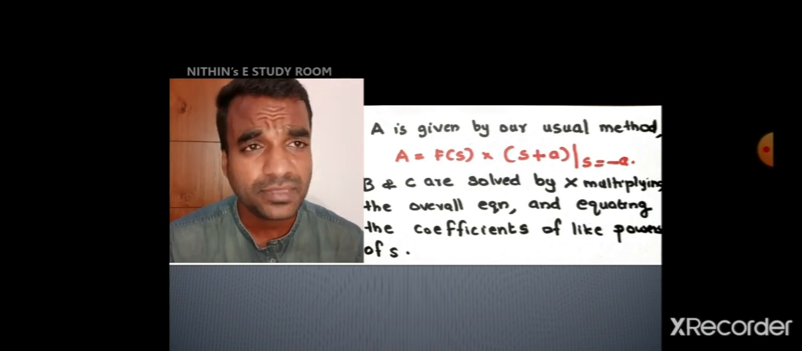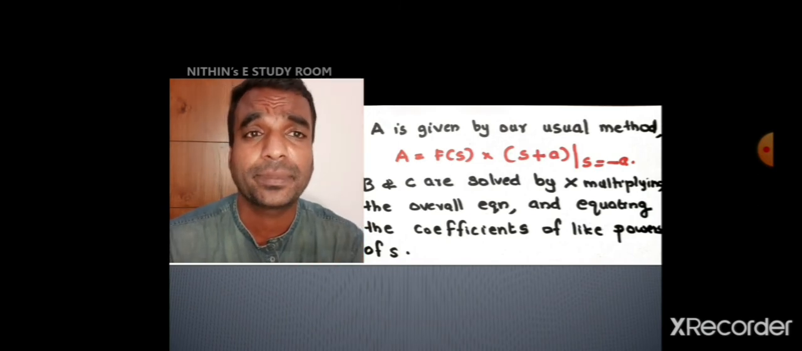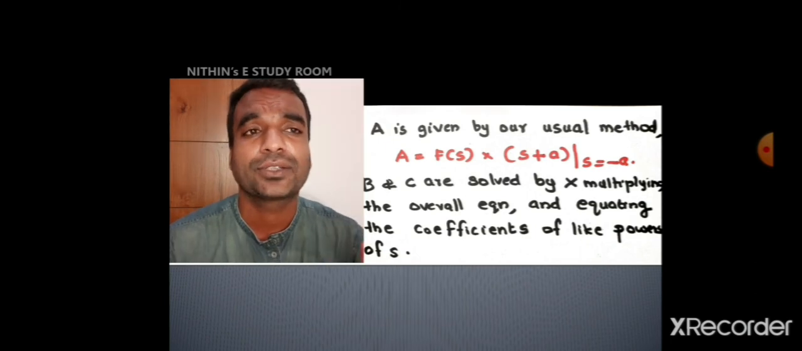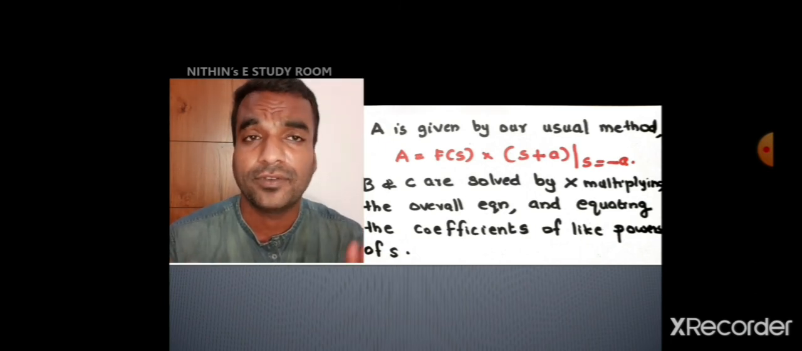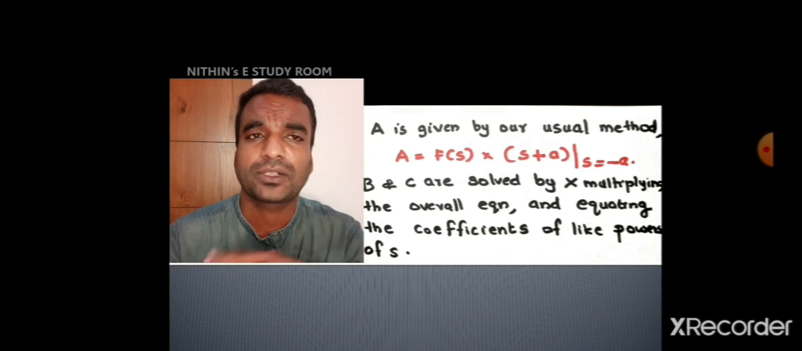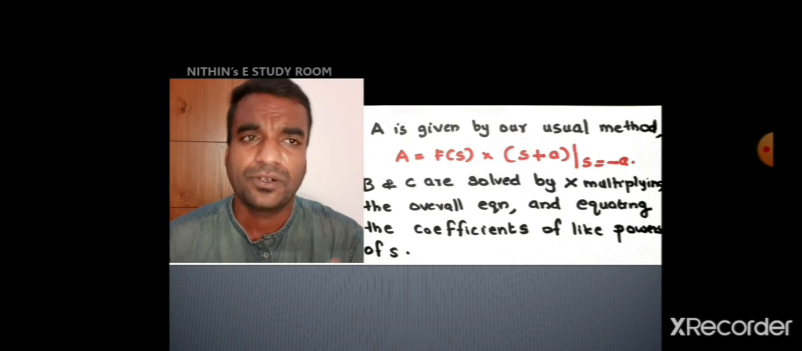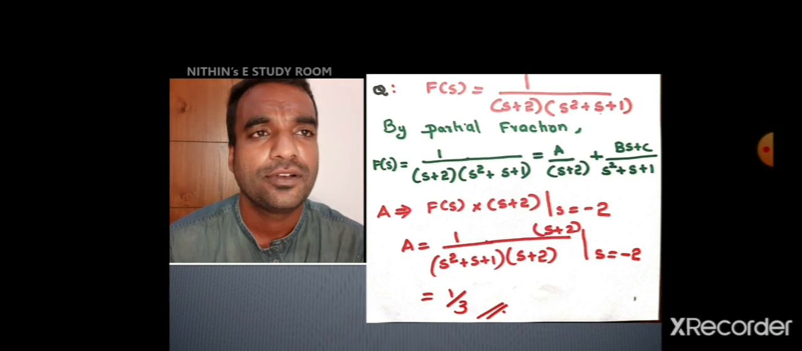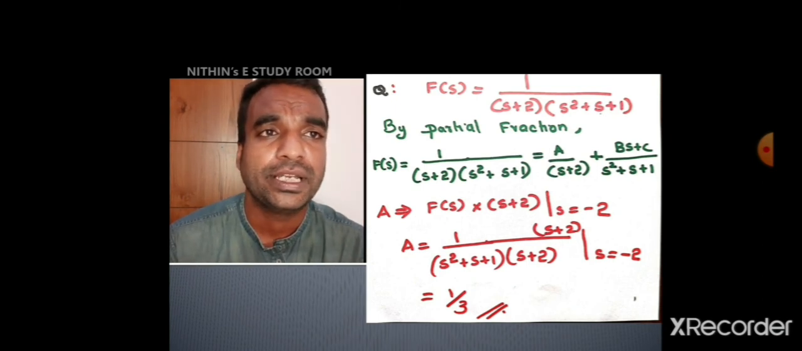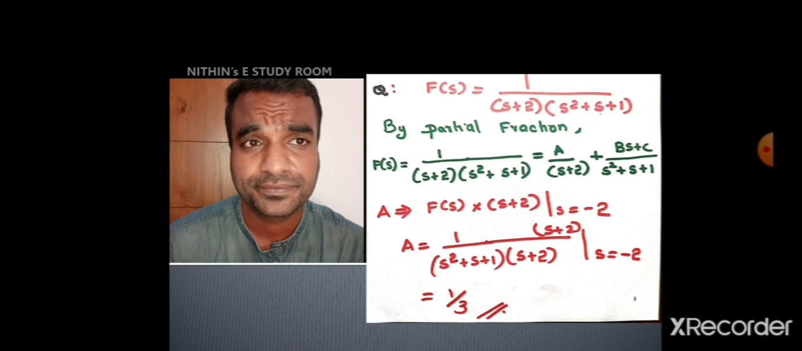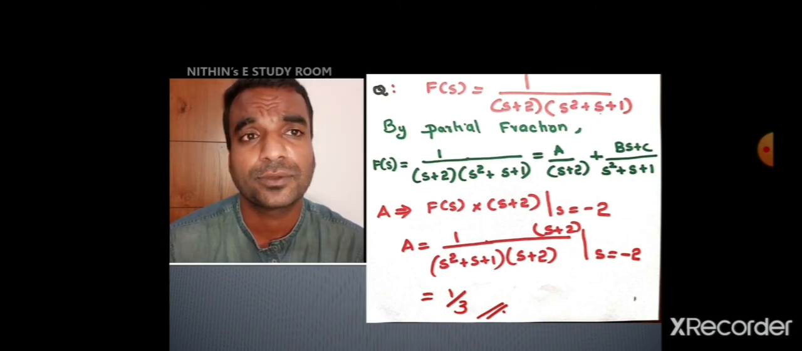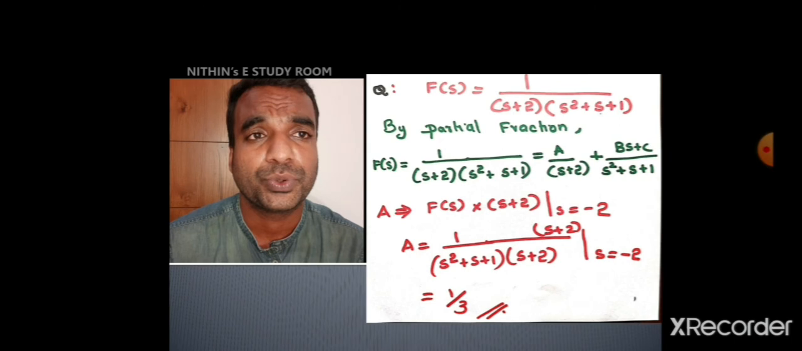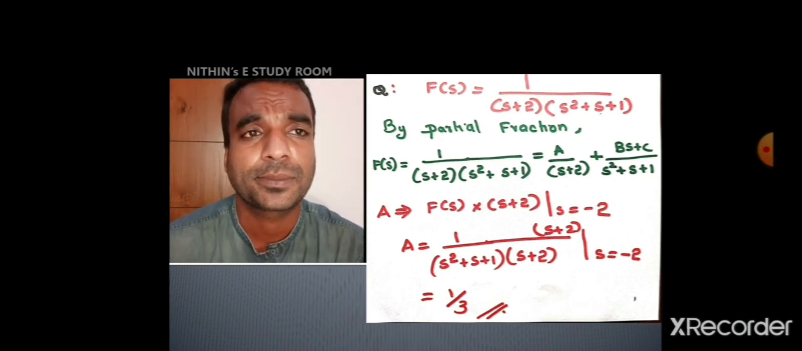Normal thing. But B and C are solved by cross multiplying the overall equation and equating the coefficients of like powers of s. We have to cross multiply the total equation and identify the similar terms of s. Okay, that we will check in a problem. So F of s is equal to 1 by s plus 2 into s square plus s plus 1. So by partial fractions, we cannot directly factorize s square plus s plus 1.